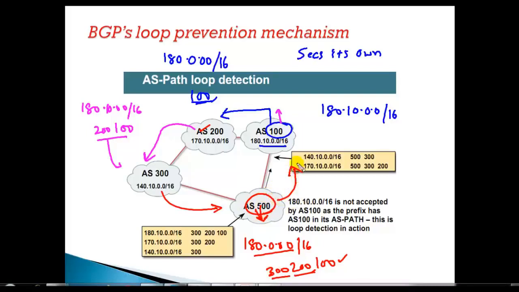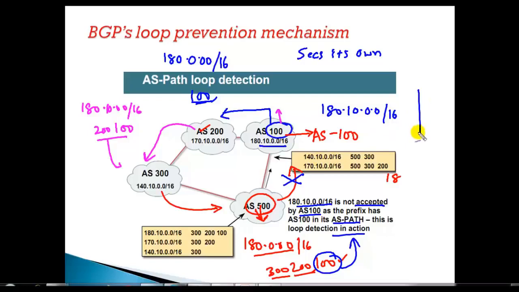Now after this, from here, this is again advertised back to AS 100. Now when a router receives this information, it is already running AS 100, and whenever it sees its own AS number inside that update, it's not going to accept the route. So this is the default loop prevention mechanism in the BGP protocol. Whenever a router sees it, like you can see the 180.10 network is not accepted by AS 100 as its own AS is in the AS path. This is loop detection in action, the default loop prevention mechanism in BGP.